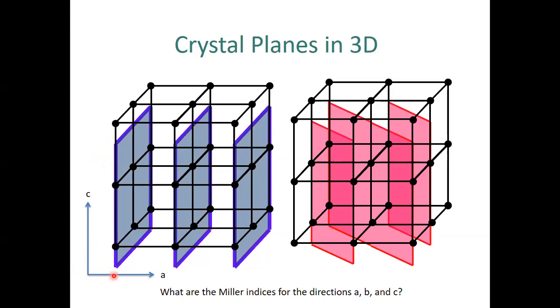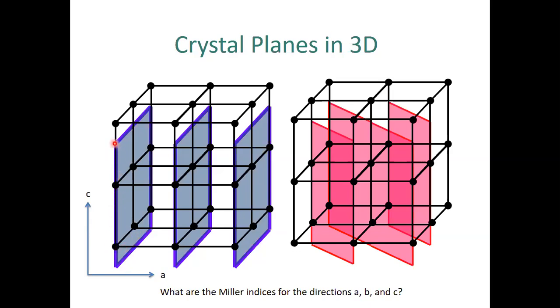So let us define this to be the A direction and this to be the C direction. So now if we go into A direction, we see that we have to go a full lattice parameter until we meet another crystal plane. Therefore, the Miller index will be 1. So H will be 1. Now what about K and L? Now you see that the plane lies actually in the BC plane.